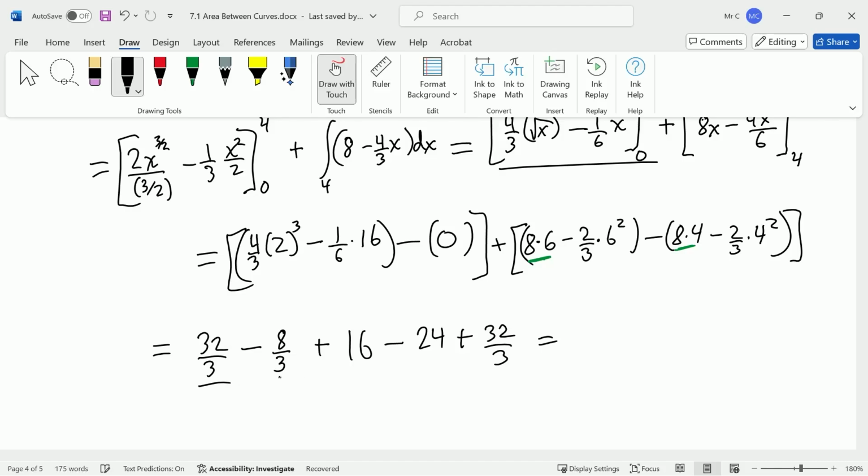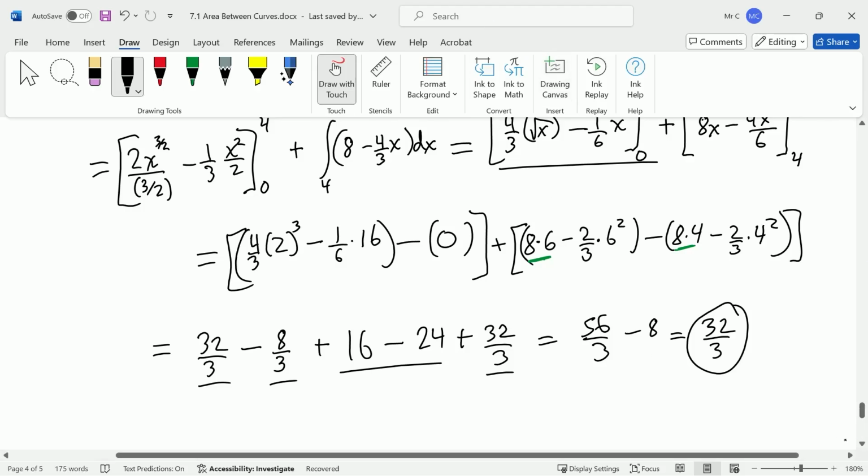All right, now we've got 32/3 plus 32/3, that's 64/3, minus 8/3, that's 56/3, minus 8. And 8 is 24/3, so that's 56 minus 24. It's 32/3, barring any silly arithmetic mistakes. Okay, and as far as this section goes, I think that's pretty much as hard as any of these problems get. So if you can do that, you can do anything.